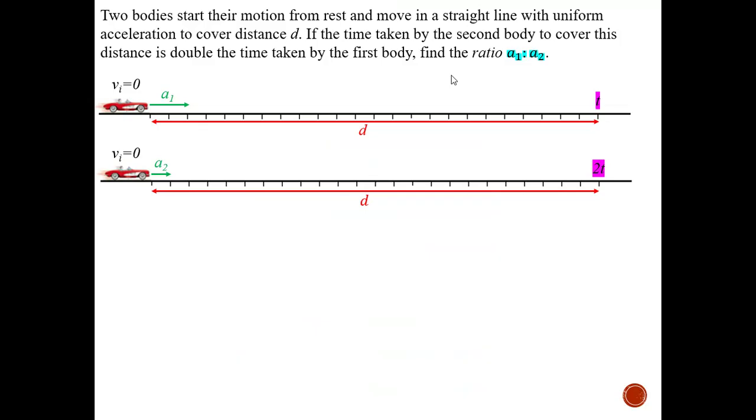And here's another one. If you need to read this one, here it says two bodies start at rest, they move in a straight line, they cover some distance d. But it says here, if the time taken by the second body to cover this distance is double the time taken by the first body, find the ratio of A1 to A2.